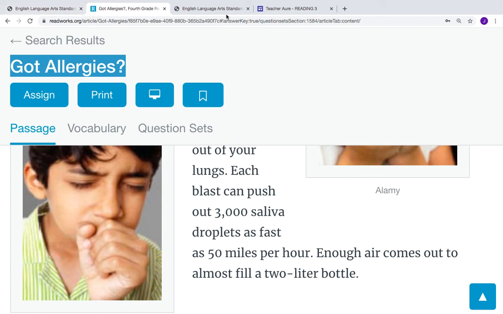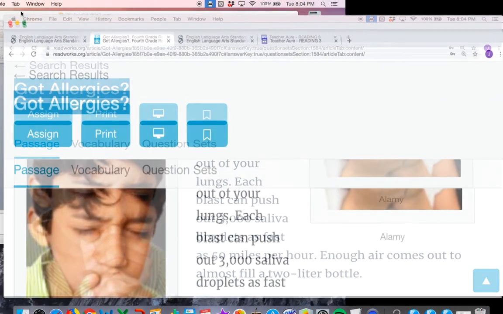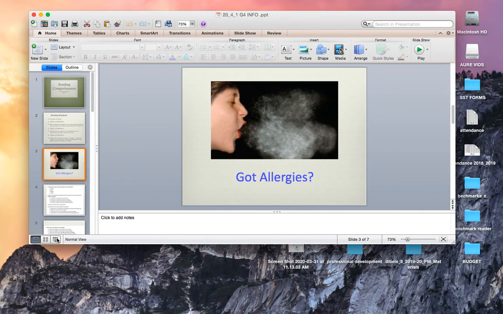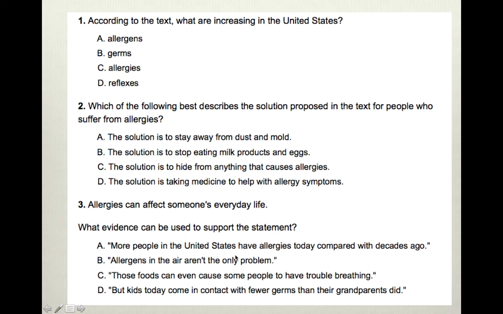Let's go ahead and go back. We're going to try to answer some questions related to the passage. Go ahead and get a piece of paper or pen and write your answer, and I will go over the correct answers at the end. Number 1, according to the text, what are increasing in the United States? A, allergens, B, germs, C, allergies, or D, reflexes.